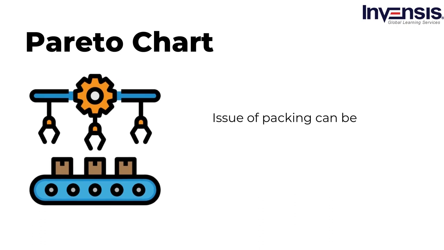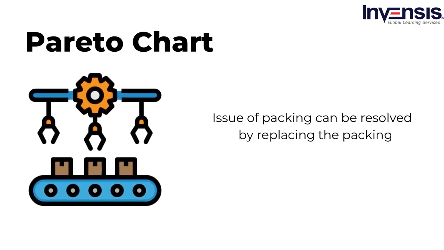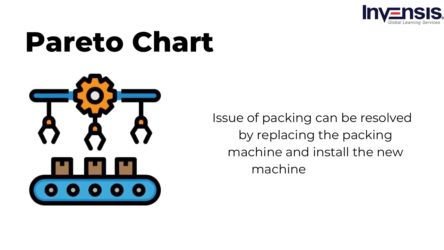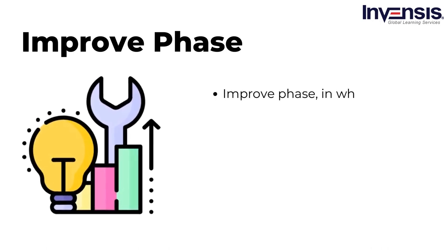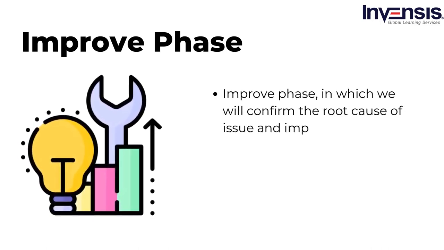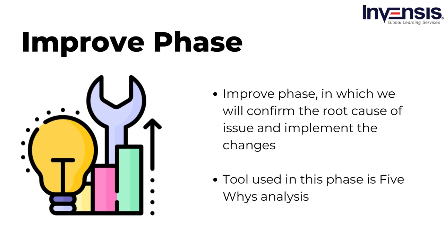With this, we will try to resolve the issue of packing by replacing the packing machine and installing a new machine for packing, and for the improvement of quality, we will use the 5 whys analysis. So let us start with the improve phase. Improve phase, in which we will confirm the root cause of the issue and implement the changes. The tool used in this phase is 5 whys analysis.